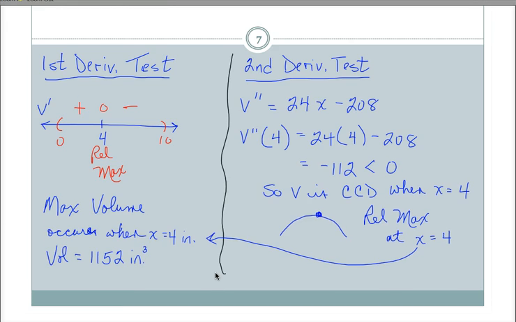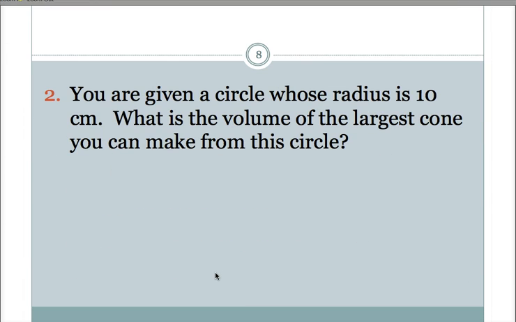All right, let's try another one. So now we're given a circle whose radius is 10 centimeters, and we want to make a cone out of this. Get a piece of paper, cut out a circle, mark on the circle where the center is.